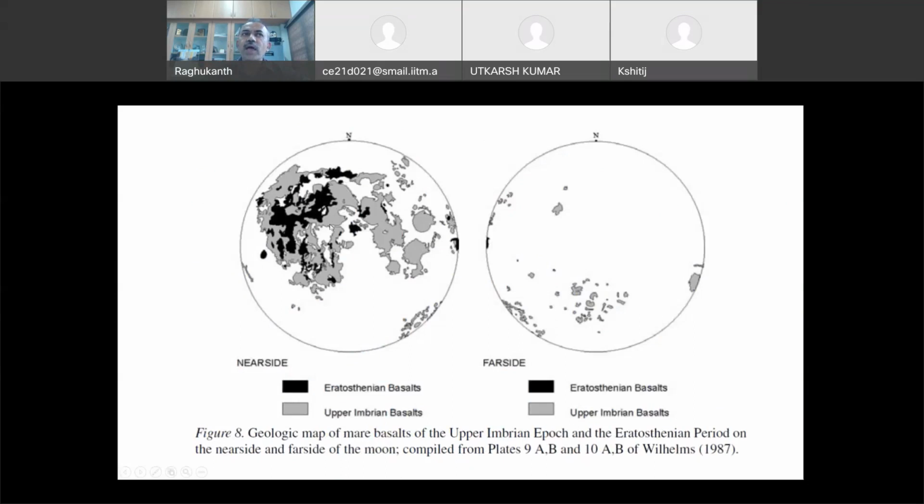They are much older than this itself. So these are on the near side and the far side. As I already told you, the far side is very much older than the near side of the moon itself. Pre-Nectarian, those things will be dominant.